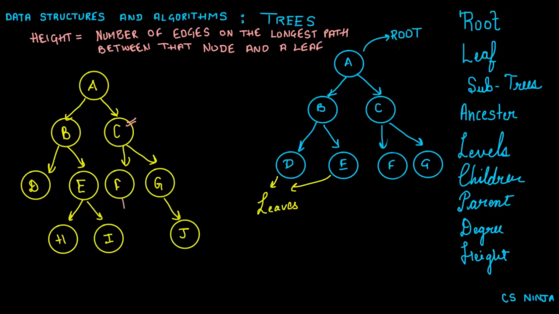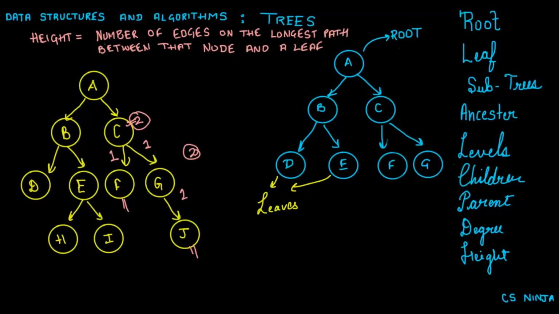So the leaf here we have F and J. The path between C and F is 1. From C to J we have 1 plus 1, that is 2. The longest path length is of 2. So the height of the node C becomes 2.